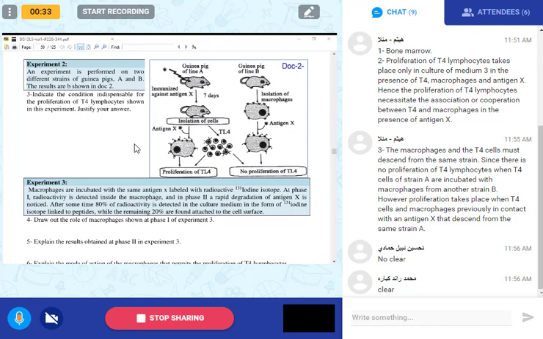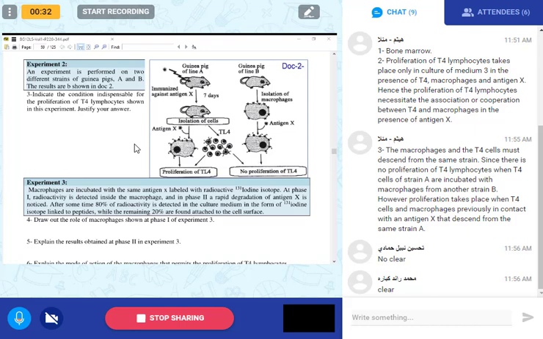So macrophages now are incubated with the same antigen X labeled with radioactive iodine 131 isotope. At phase 1, radioactivity is detected inside the macrophage. In phase 2, rapid degradation of antigen X is noticed. After some time, 80% of radioactivity is detected in the culture medium in the form of iodine 131 isotope linked to peptide, while 20% are found attached to the cell surface. So can you tell me now what happened, ya Maryam, to the antigen in the macrophage?